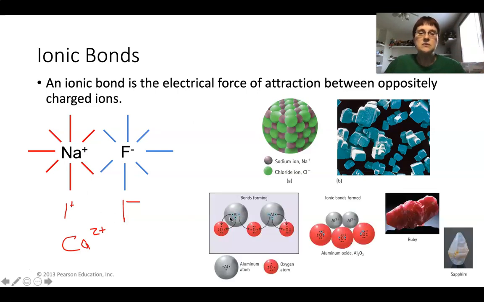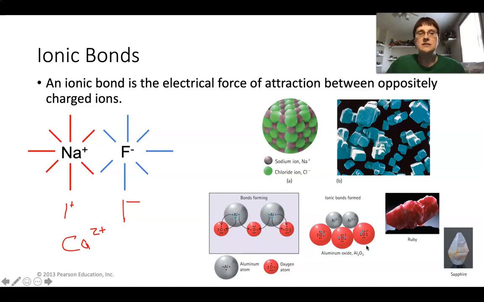Another example of this would be what you're seeing here, aluminum oxide. So aluminum oxide, it's 2 aluminums to 3 oxygens. So it is an ionic bond. So these guys come together in this very specific structure. And aluminum oxide is actually what creates rubies and sapphires. So both rubies and sapphires are made out of aluminum oxide.